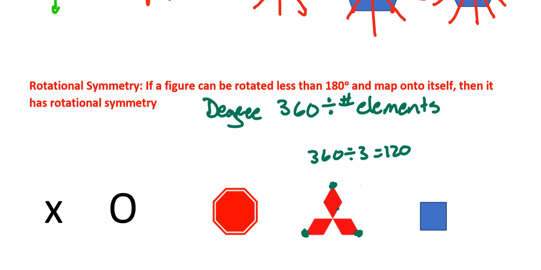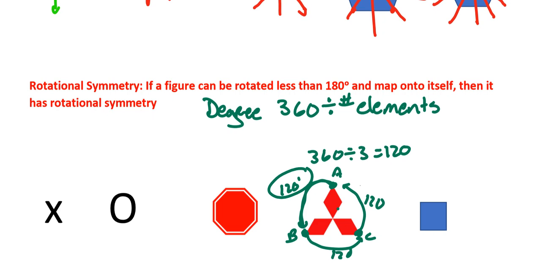So if you rotate it from, let's give it a name, A, B, C. If we're going from A to B, it's going to be 120 degrees. So we would have to rotate this 120 degrees for it to go back to mapping onto itself. And then from B to C would be 120, etc. To get the credit for stating whether something has rotational symmetry, you're also going to have to know the degree. So again, it's 360 divided by the number of elements. And in this case, it will be 120.